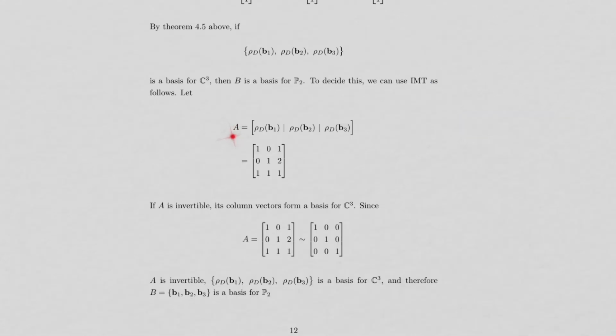So we'll construct this matrix A, whose columns will be the coordinate vectors. Here it is. We row reduce it, and we get the 3 by 3 identity. So by the invertible matrix theorem, we know that the columns of A form a basis for C3, and by the isomorphism, the set B is a basis for P2.